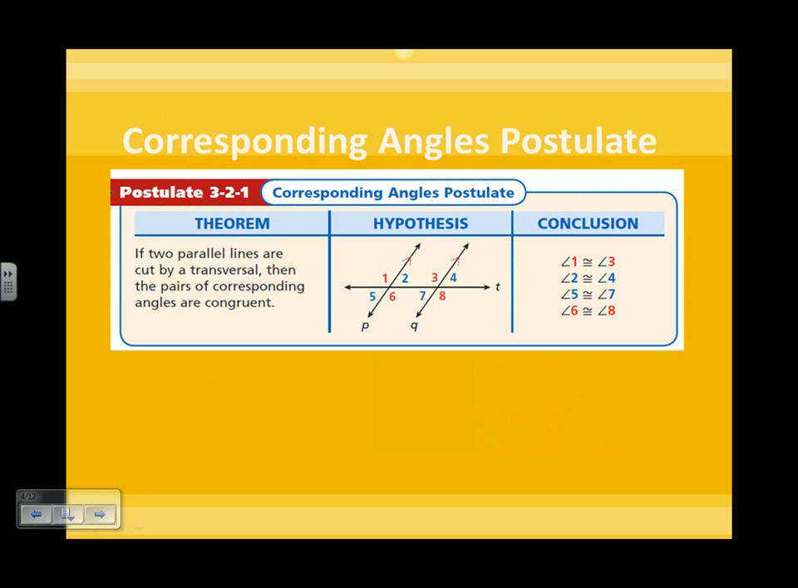Now we have one postulate here, which is the corresponding angles postulate. It says if two parallel lines are cut by a transversal, then the pairs of corresponding angles are congruent. So we see our diagram here. We have parallel lines P and Q, and then we have lots of sets of corresponding angles, 1 and 3, 5 and 7, 2 and 4, 6 and 8. And each of those pairs of corresponding angles is congruent according to this postulate.